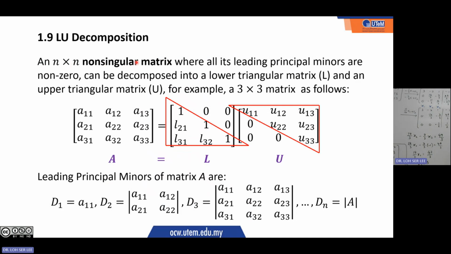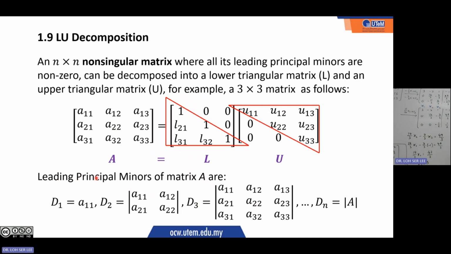A must be a square non-singular matrix for us to apply the LU decomposition. And this kind of matrix has all its leading principal minors non-zero. What are leading principal minors? When you have a 3 by 3 matrix, you have D1, D2, D3. If you have a 4 by 4 matrix, that means D1, D2, D3, D4.